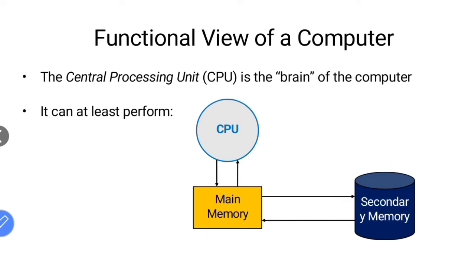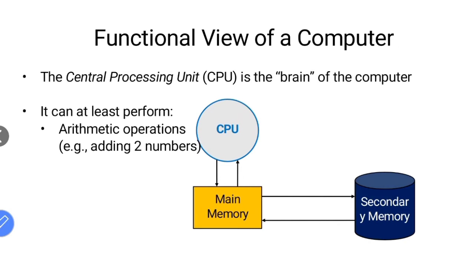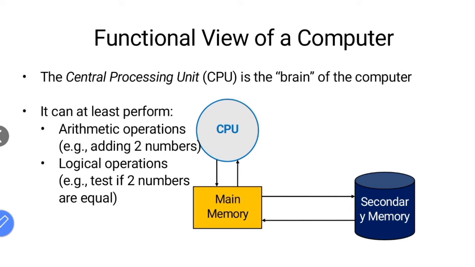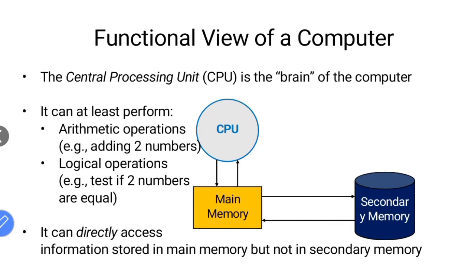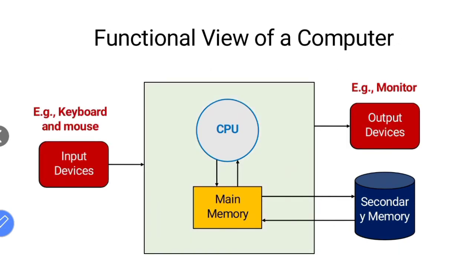The same way, when the computer is open and you need to do some work, the data is placed from the secondary memory to main memory and it is processed by the CPU. For example, an arithmetic operation, adding two numbers, or a logical operation, testing whether numbers are equal or not. It can directly access information stored in main memory but not the secondary memory. So our CPU does not directly access the data from secondary memory, it always accesses data from the main memory.